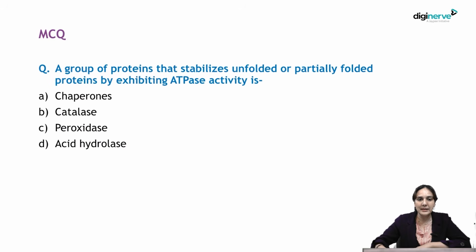Now the question is: a group of proteins that stabilize unfolded or partially folded proteins by exhibiting ATPase activity are, as we have already discussed, known as chaperones. So chaperones help in assisted folding of the proteins.